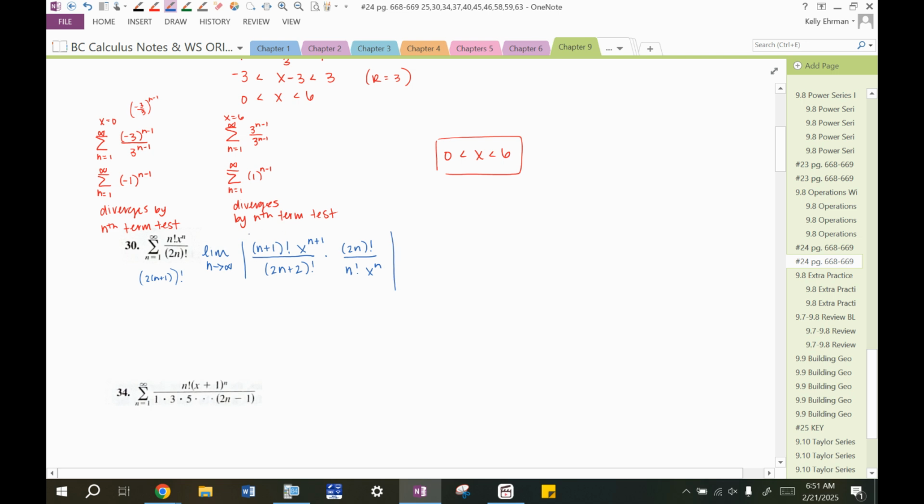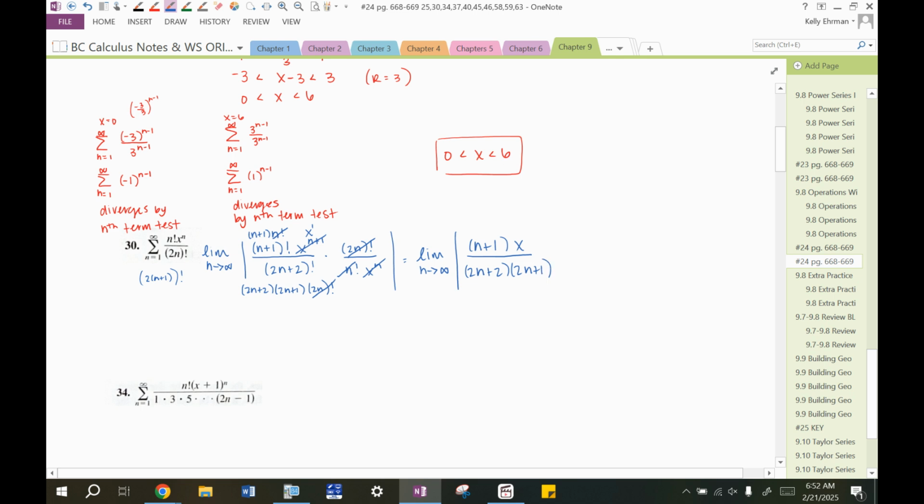Remember, n plus 1 factorial is n plus 1 times n factorial. So the n factorials can cancel. 2n plus 2 factorial is like 2n plus 2 times 2n plus 1 times 2n factorial. So those are going to cancel. We know that x to the n cancels with x to the n plus 1 to leave us with x to the first. So I want to clean this up for whoever is grading my paper so that they can clearly see what I have left and so that I don't mess something up by leaving something out.